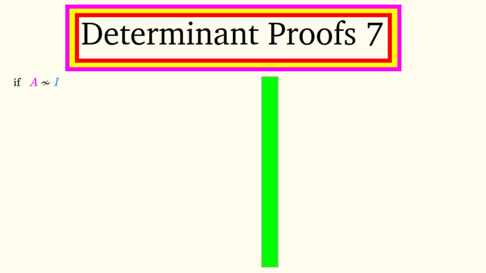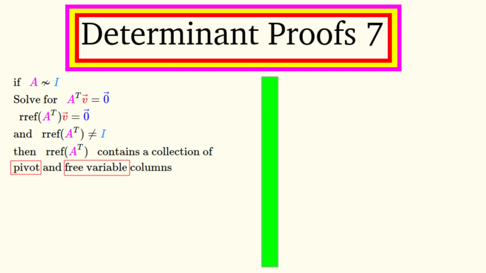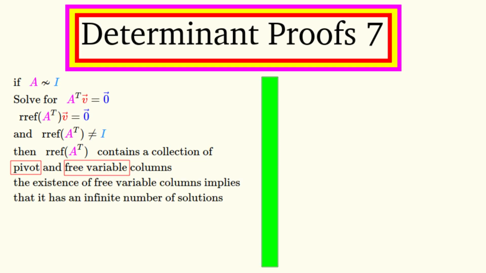So I'll show that the rows of A aren't linearly independent if A isn't row equivalent to the identity matrix. We'll have to solve this equation again. And we can get the reduced row echelon form of the transpose of A, which will give us this equation, which will give us the same solution set for vector v. And this matrix isn't the identity matrix. So it contains a mixture of pivot and free variable columns. And the existence of free variable columns implies that v has an infinite number of solutions.